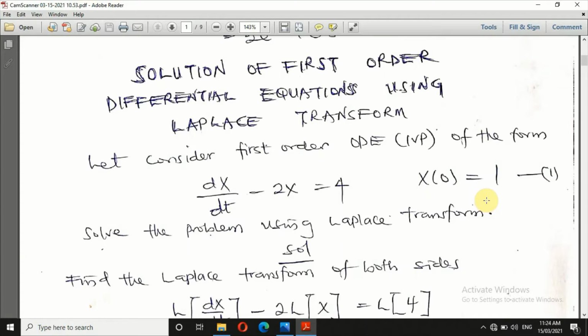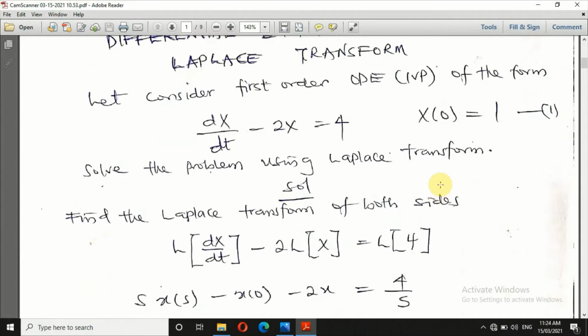Like I've explained before, once we know how to find the Laplace transform of a function, we know how to find its inverse. That is all. So we only need to use the knowledge to solve problems. So let's solve this example number 1 now. The first step we're going to do is to find the Laplace transform of both sides.